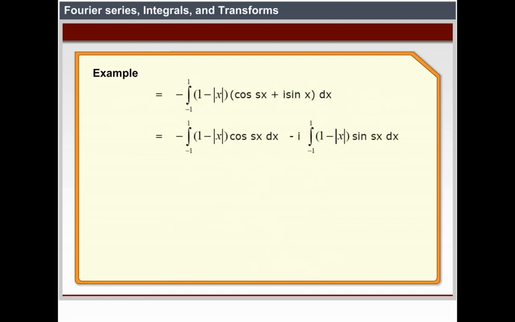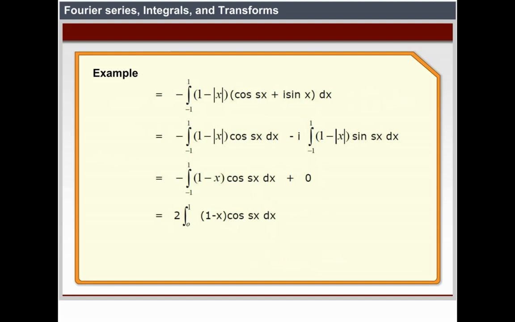This equals the integral from −1 to +1 of (1 − |x|) cos sx dx plus i times the integral from −1 to +1 of (1 − |x|) sin sx dx, which is the integral of (1 − x) cos sx dx plus 0, which equals 2 times the integral from 0 to 1 of (1 − x) cos sx dx. It's an even function, so the integral changes to 2 times the integral from 0 to 1.